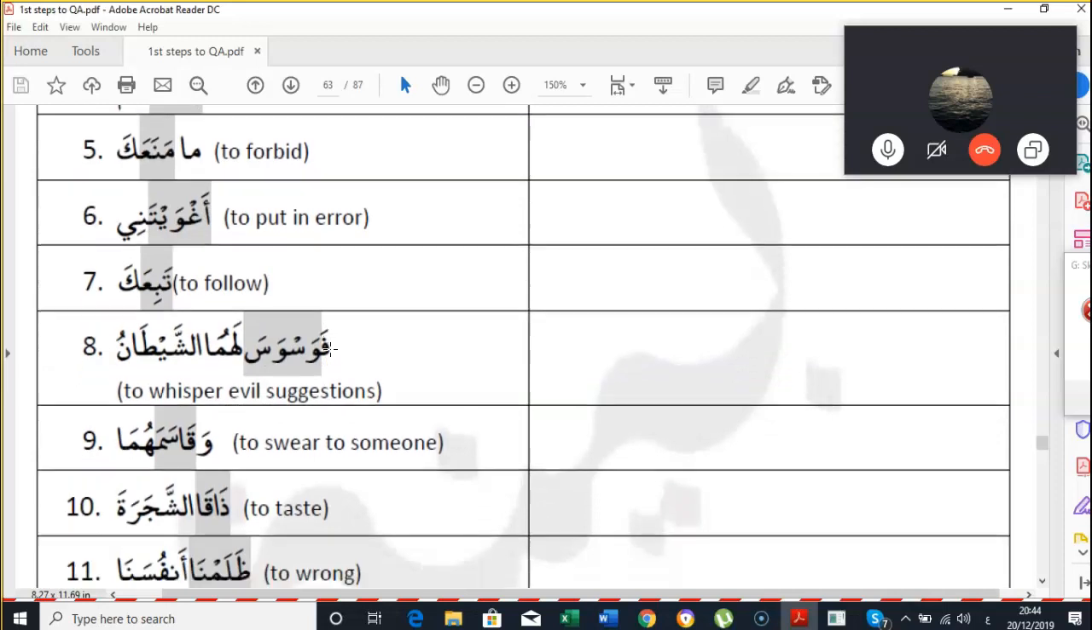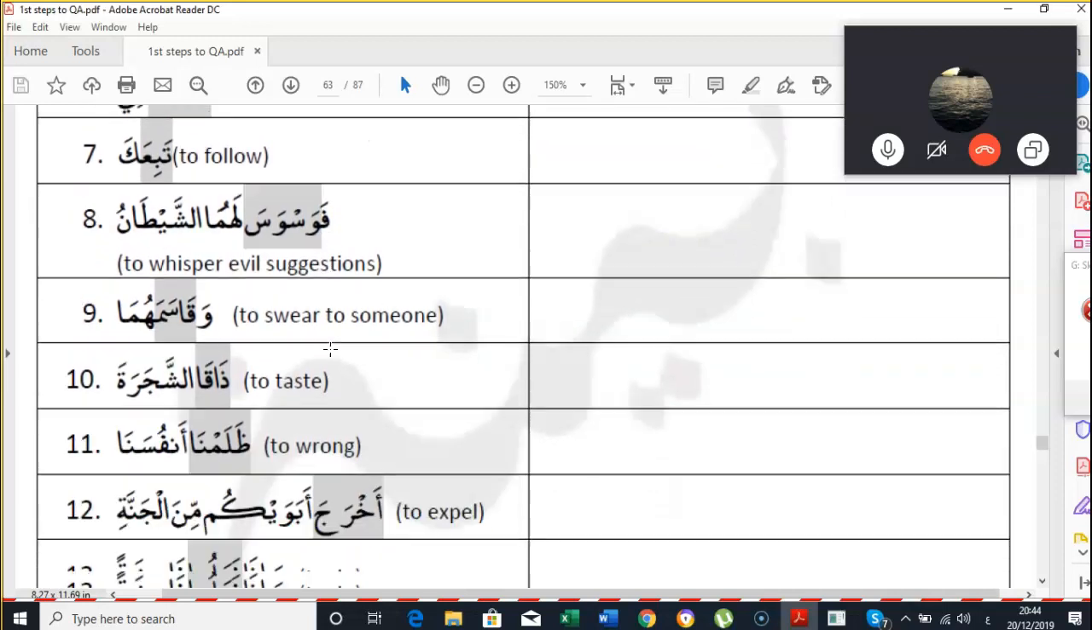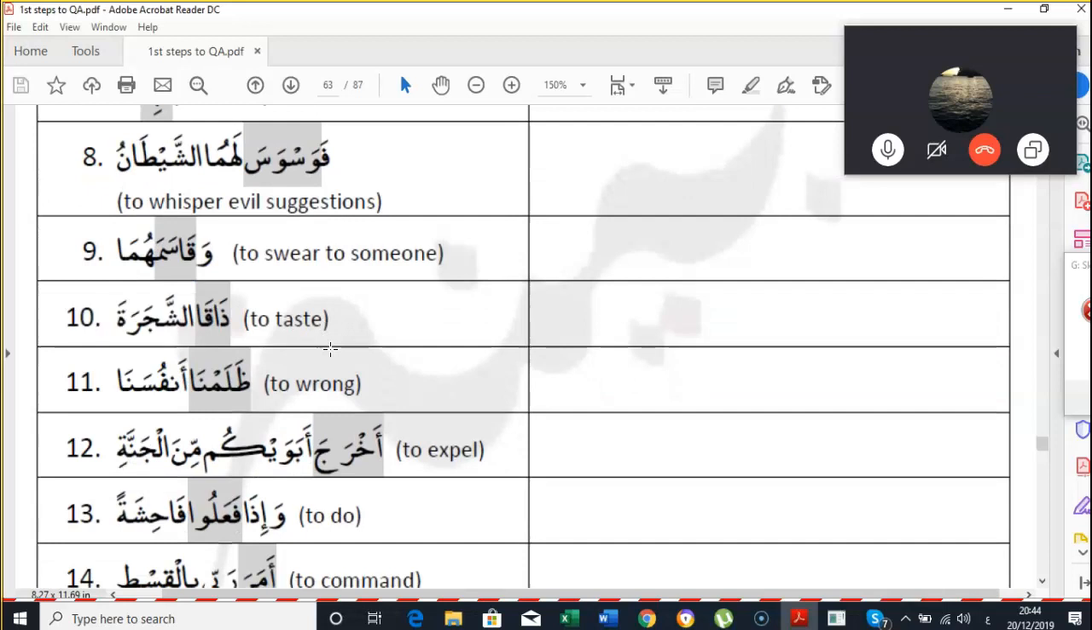Okay, number 8 you can't do. We'll do it later inshallah. قاسم هما. Number 10 is just like number 8. So swore to someone. Not both of you. Both of them. أنتما would be both of you. So he swore to both of them. Yep. Very good.